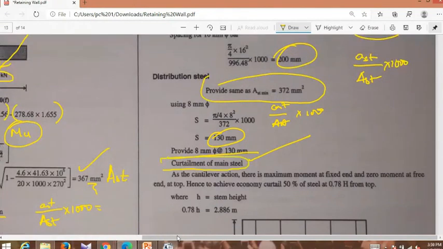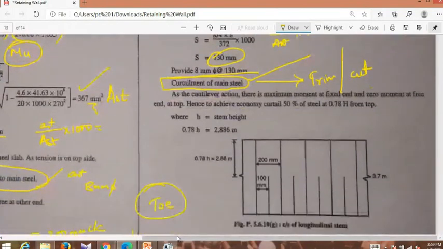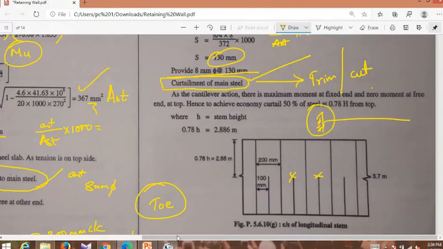The next important thing is the curtailment of main steel. What do you mean by curtailment of main steel? Curtailment is nothing but trimming or cutting the steel. In local language, we are cutting the steel at this point. Why are we doing this? If you take the cantilever beam, the maximum bending moment will act at the fixed end, and the bending moment at the free end will be 0. Correct? Therefore here the bending moment is 0.